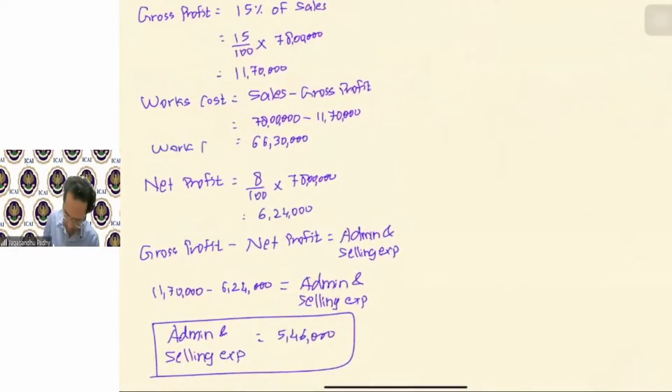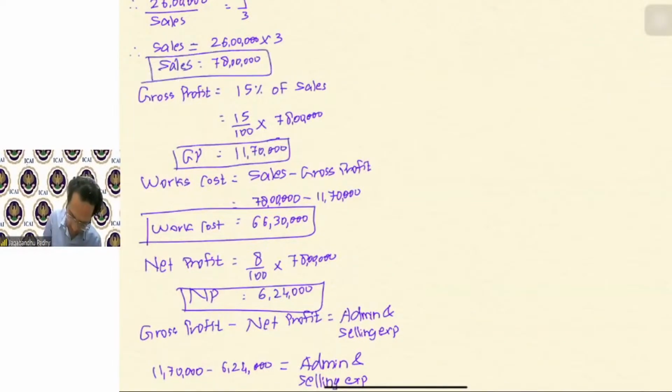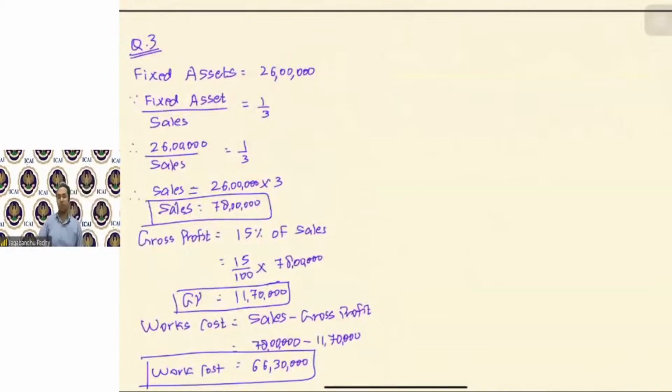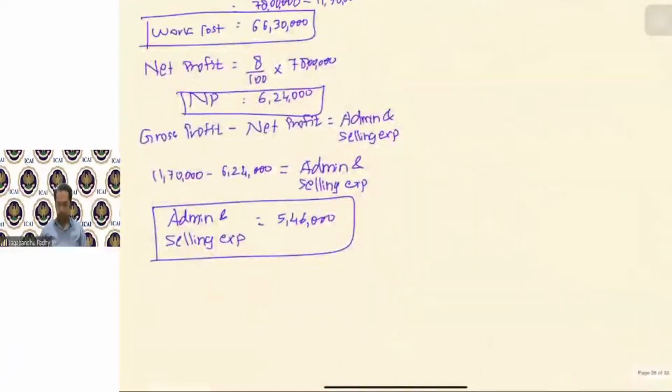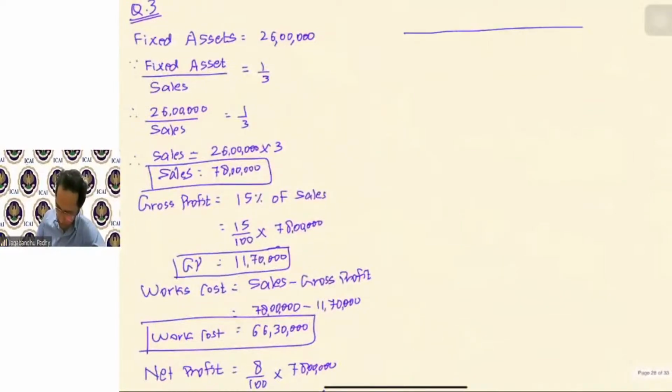Let's highlight the items that we have got. One is the works cost, another is the net profit. Then we have got the gross profit figure to be this. Then we have got sales to be this. Okay. So P&L items, more or less, we are pretty clear as of now. So if you look at the P&L format, you can actually fill up the profit and loss account fully right now.